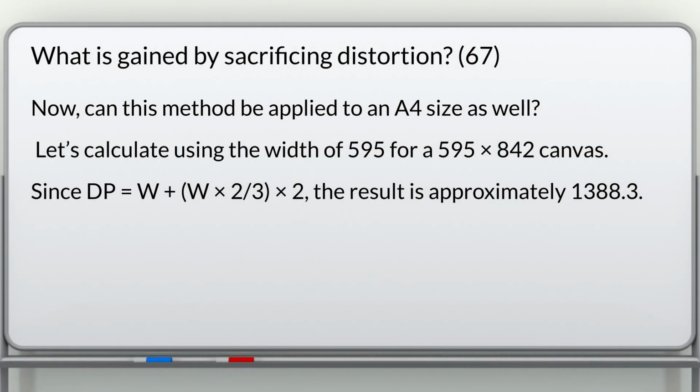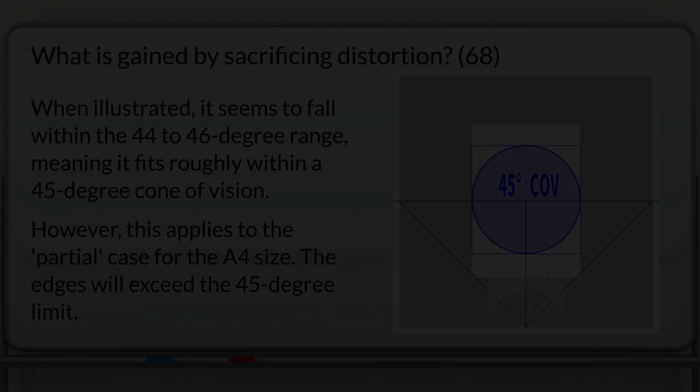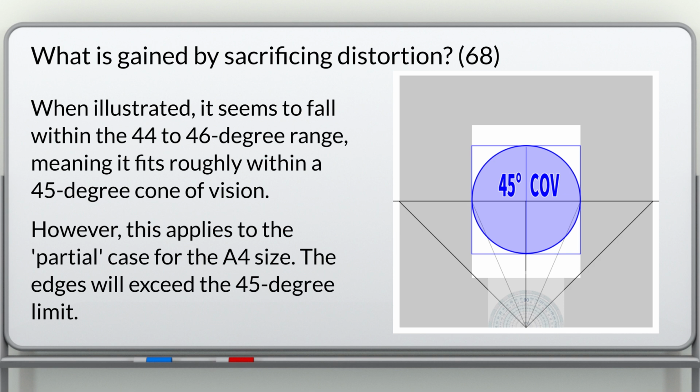Now, can this method be applied to an A4 size as well? Let's calculate using the width of 595 for a 595 x 842 canvas. Since DP equals W plus W times 2 divided by 3 times 2, the result is approximately 1388.3. When illustrated, it seems to fall within the 44 to 46 degree range, meaning it fits roughly within a 45-degree cone of vision. However, this applies to the partial case for the A4 size. The edges will exceed the 45-degree limit.